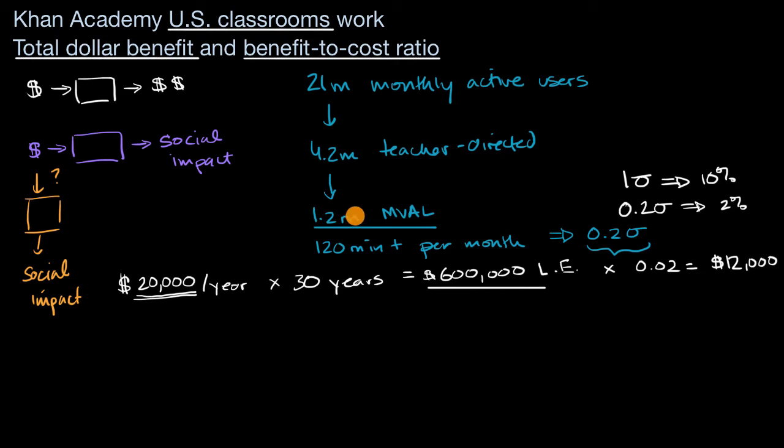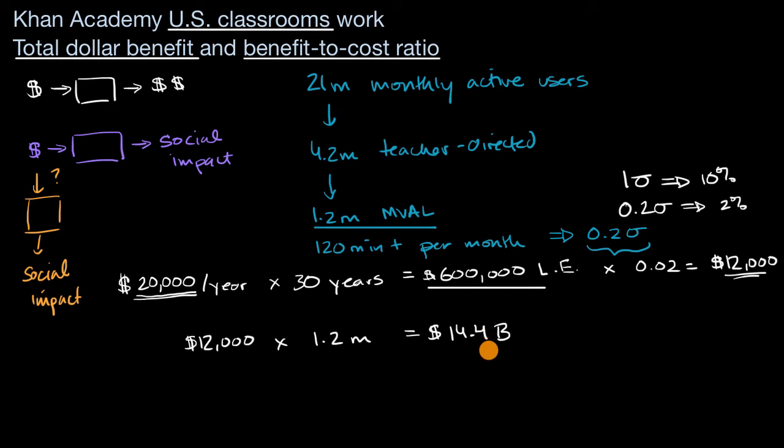Because once again, if these students do it for 2 years, they should get compounding effects of this standard deviation improvement. If they do it for 10 years, they should get compounding. So this is this much improvement per year. So we can multiply this number times the 1.2 million monthly very active learners that we have. And so if you multiply $12,000 times 1.2 million students, you're going to get $14.4 billion of improvement in future earnings for these students.